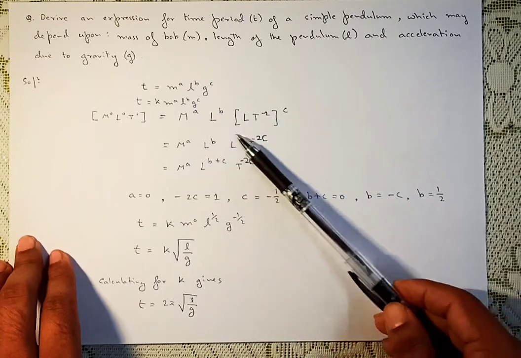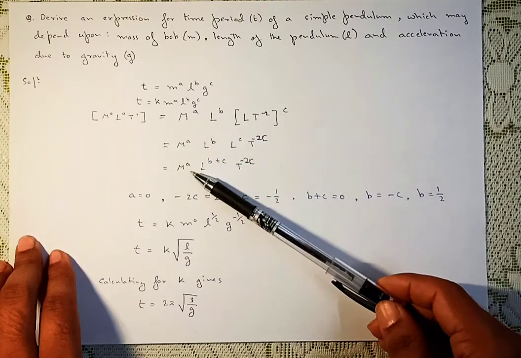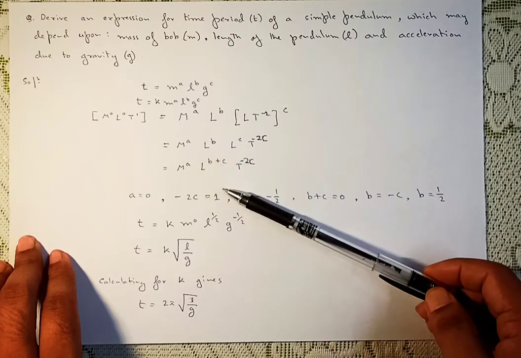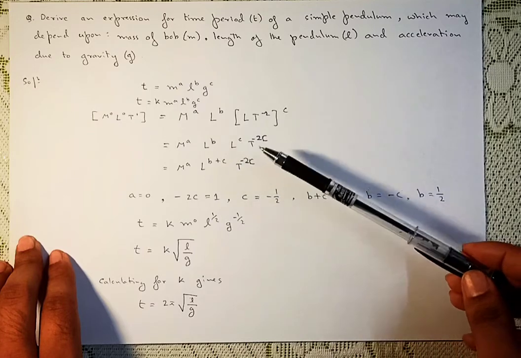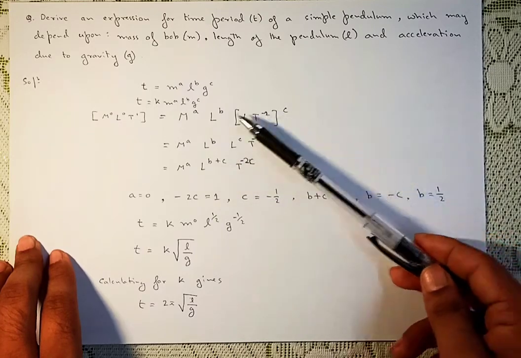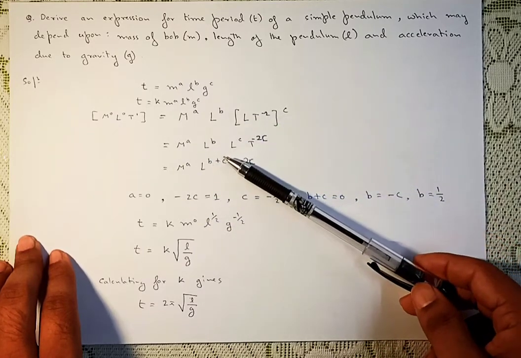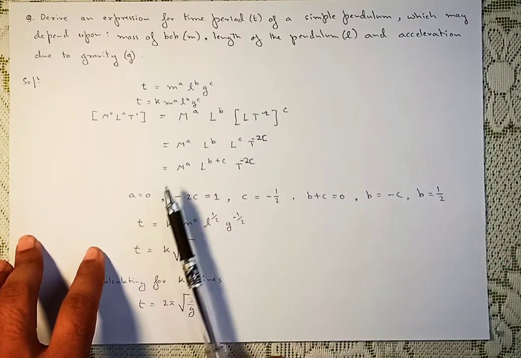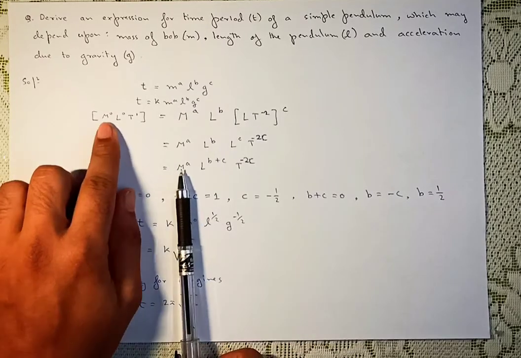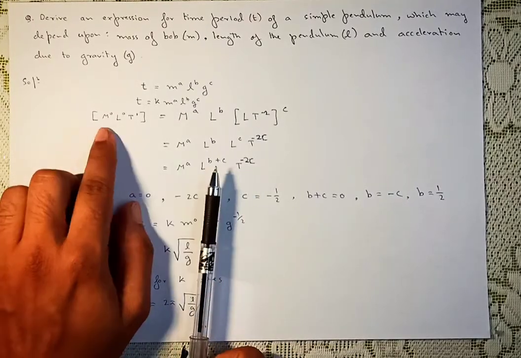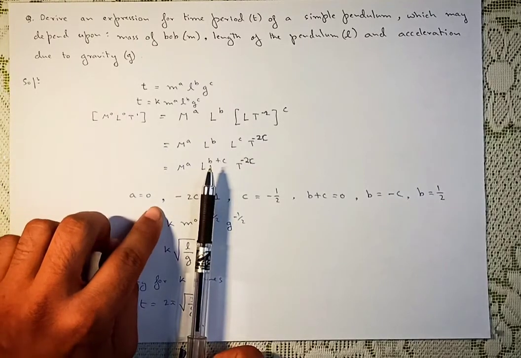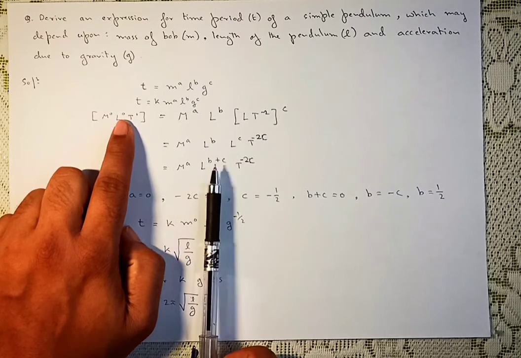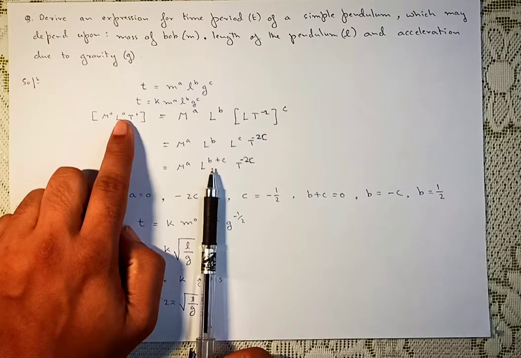So from here, we try to find out the values of a, b, c. And on finding the values of a, b and c, we'll come to a particular formula that has to be dimensionally correct. Now, a is from here: M has power 0 here, therefore a will be 0. L is what? b plus c. This L power is 0. Therefore, b plus c in this case will be 0.